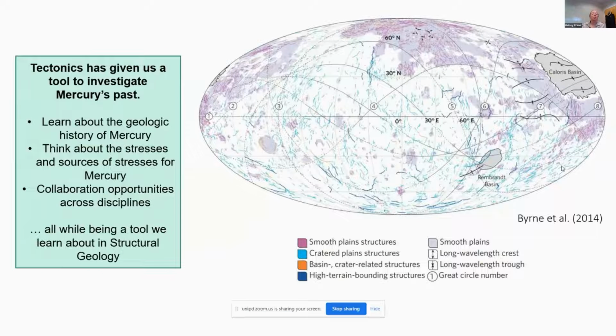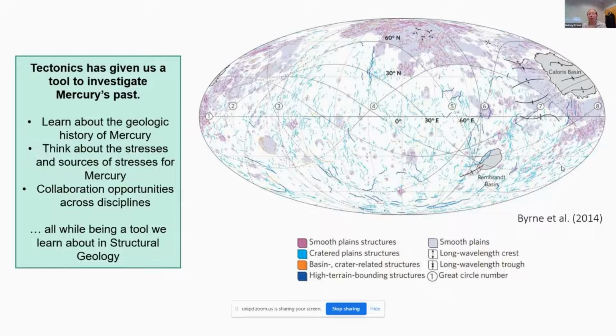So tectonics, especially for Mercury, is an amazing tool to investigate its geologic past. We use tectonics to learn about the geologic history of Mercury. We use it to think about the stresses and sources of stress for the planet. So those can come from internal or external stresses. They could come from volcanism, it could come from mantle convection. Upwelling and downwelling both produce stresses, and if those stresses build to a certain point in the surface and overcome the strength of the rock, then you'll end up with tectonic features.